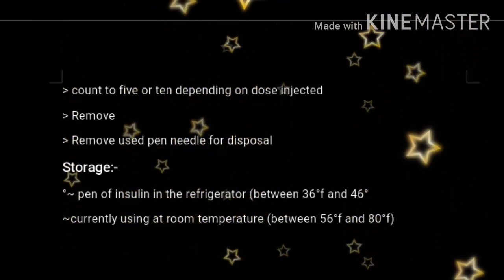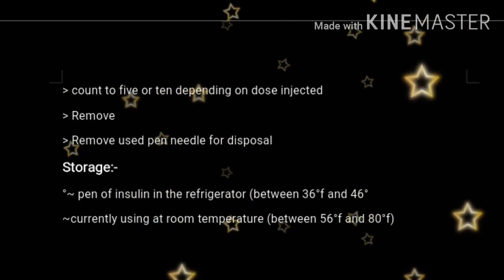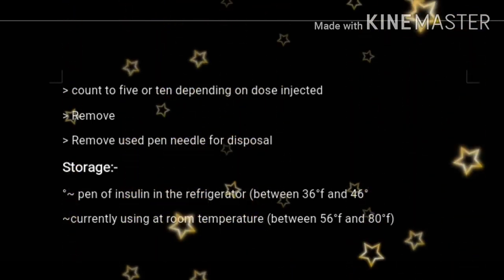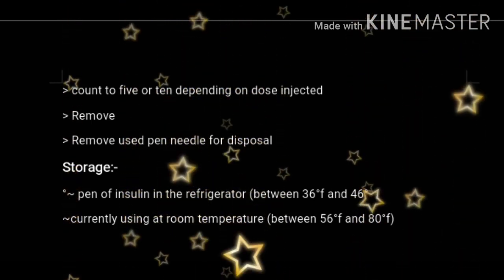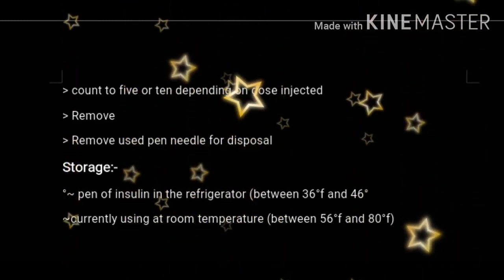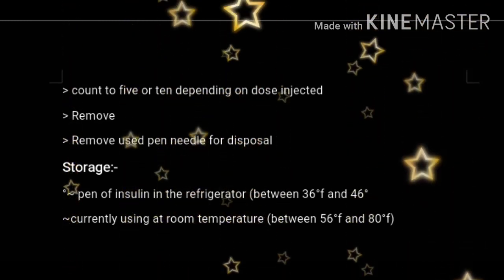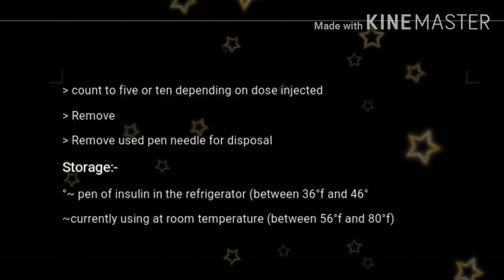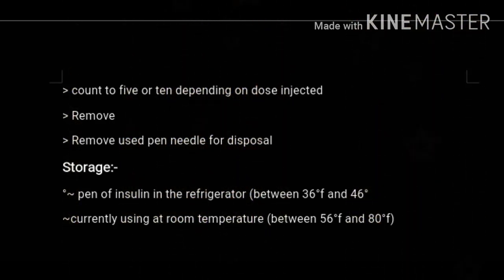Then storage of the insulin pen. How to store an insulin pen? First, store the pen of insulin in the refrigerator between 36 to 46 degrees Fahrenheit. Then second, a pen currently in use can be kept at room temperature between 56 to 80 degrees Fahrenheit.